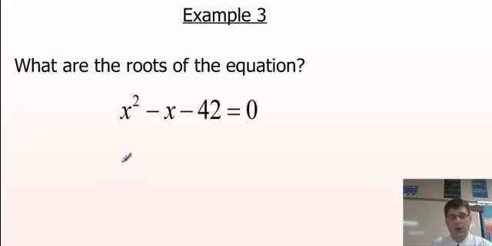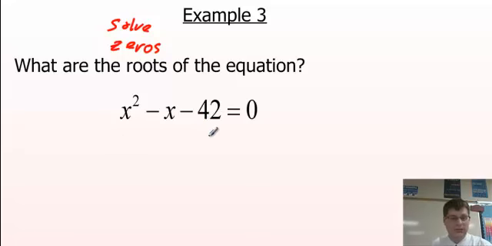Now you're going to see this type of question. It says, what are the roots of the equation? Or another way of saying it is solve. Finding the roots is solving. Or find the zeros would be another way to phrase it. They're all synonymous. There are slight differences. We'll go into that at a later date.